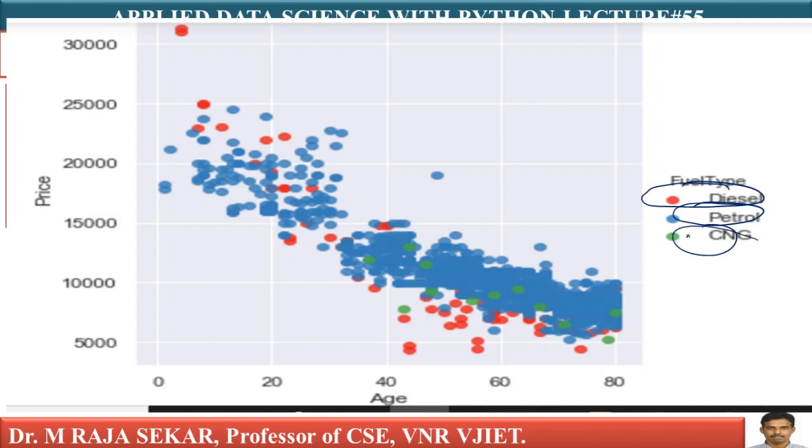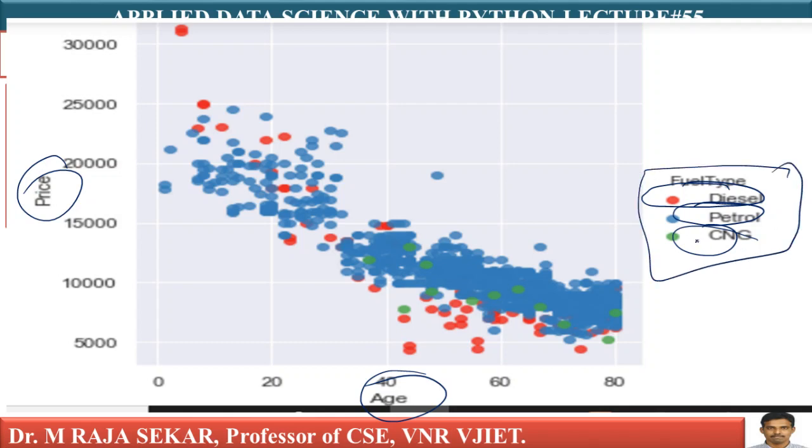What is our intention? Our intention is to build a scatter plot between price and age, by fuel type. There are three types of fuels. The red color represents diesel, blue color represents petrol, and green represents CNG. That you can understand.